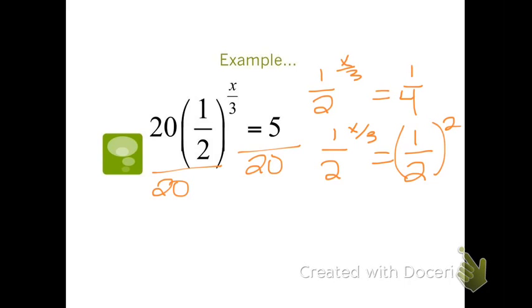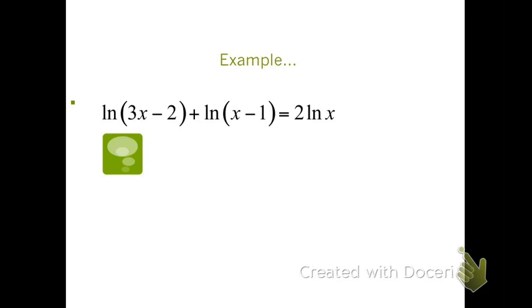So that's where that one-to-one property comes in. Because I have the same base, both sides are equal. I have two different exponents. This one's x over 3 and this one's 2. But in that case, it just means that x equals 6 when I solve that much easier problem.